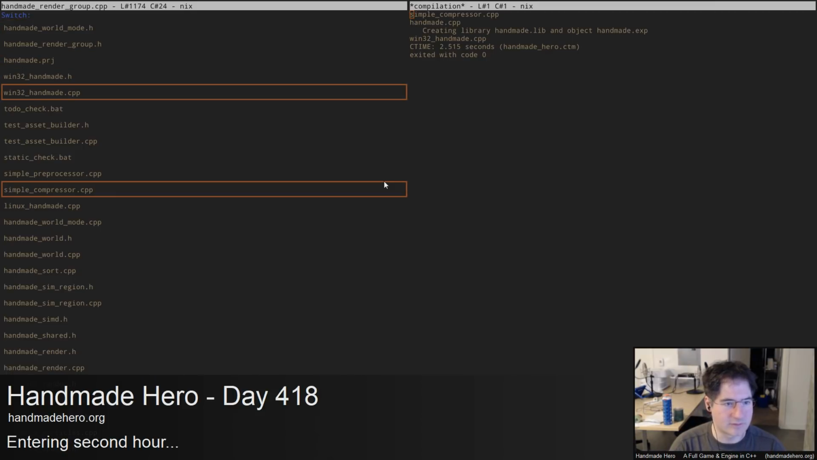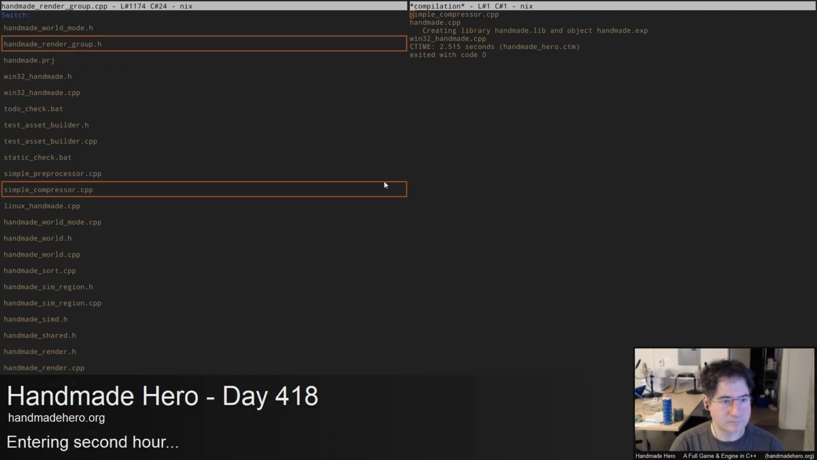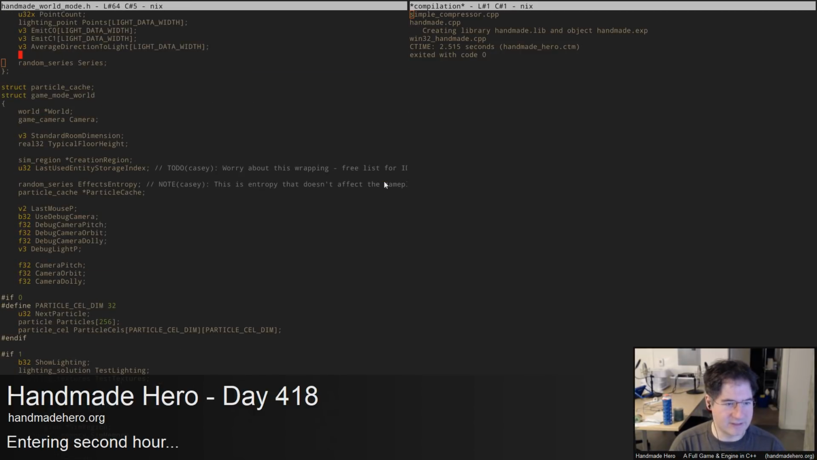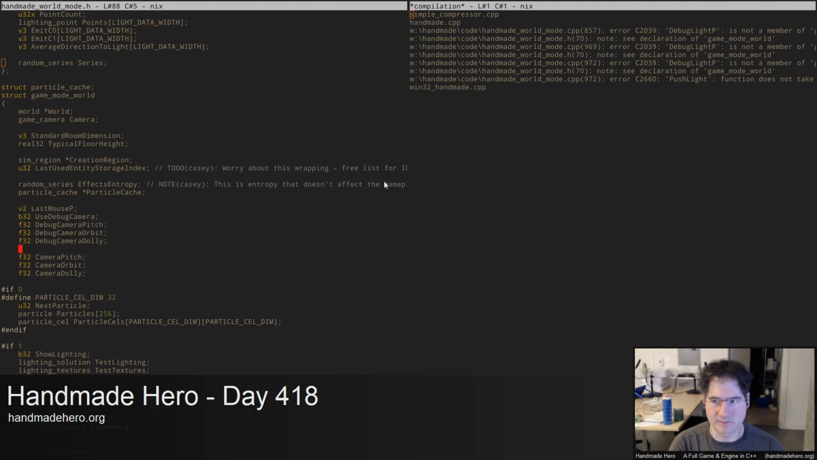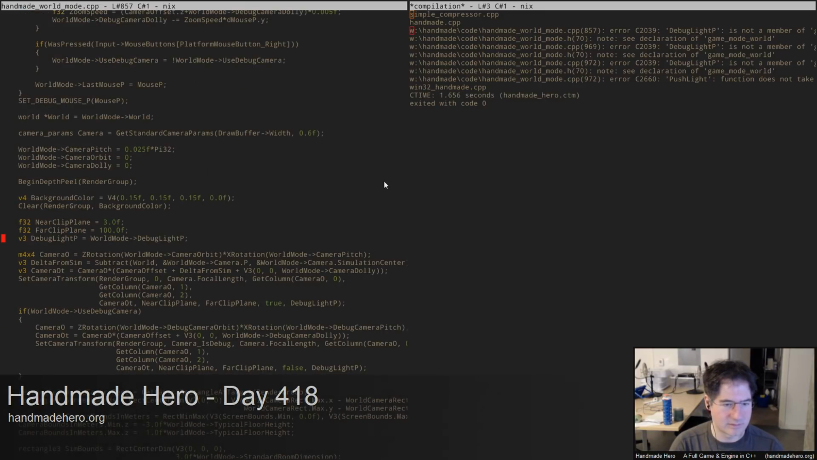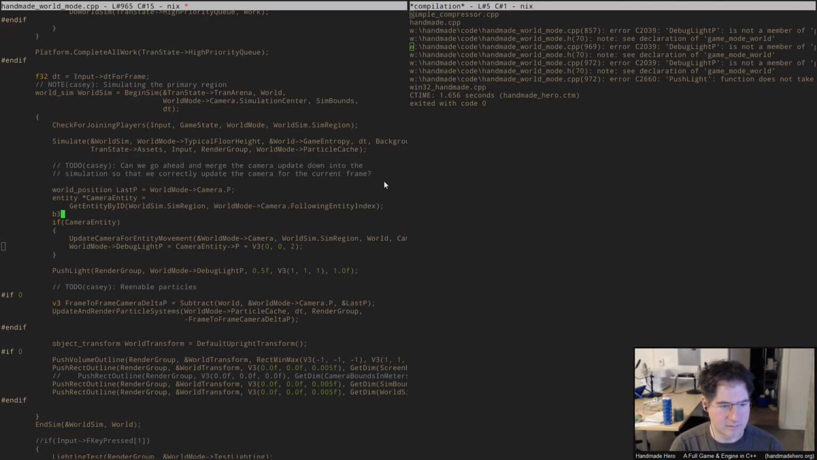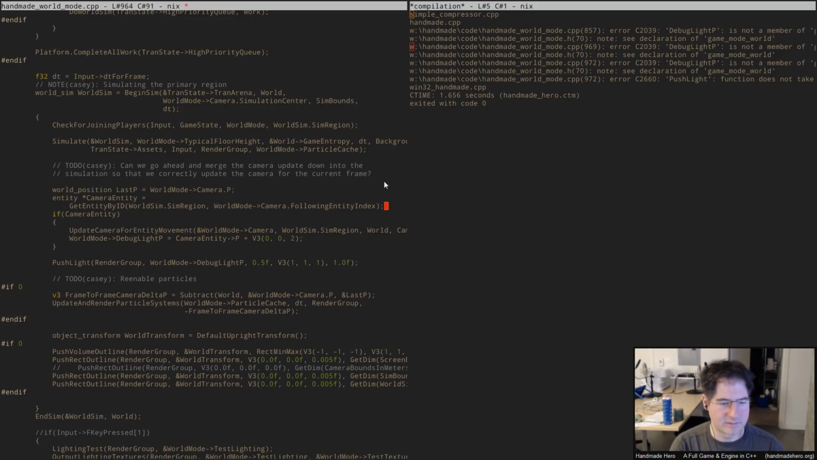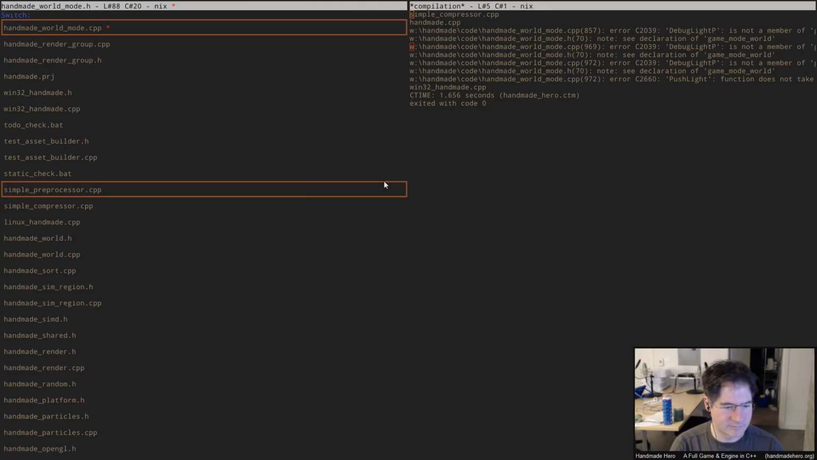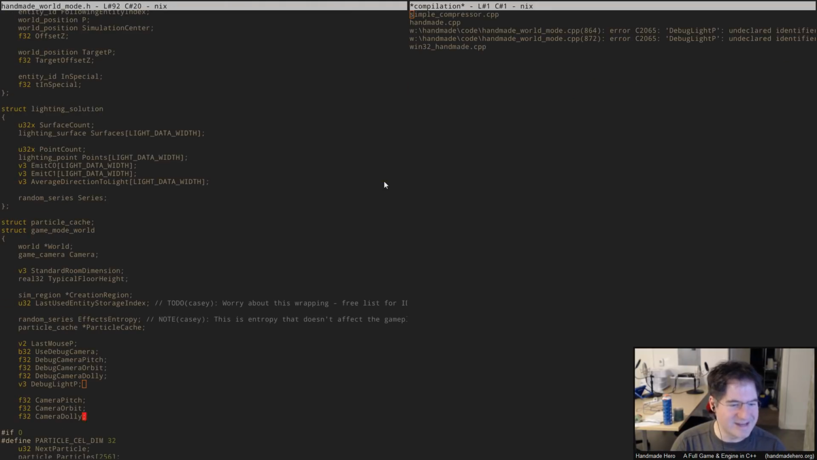Where is that? In world mode, let's say I think we have a thing where we set, I don't know why we still have a debug light P in here. I don't want that. Well, I guess I do want that. Well, let's ignore that for now. Not what I was talking about.